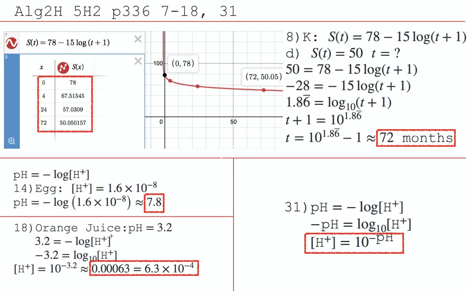So here, in orange juice, they're given a pH of 3.2. That's kind of the output of this formula. So you put it over here, and you have to find the input. You have to solve for the hydrogen concentration. Multiply both sides by negative 1. Rewrite as an exponential equation, 10 to the negative 3.2. That's about 0.00063.